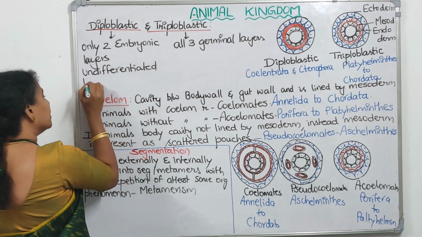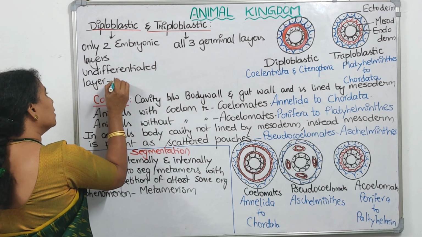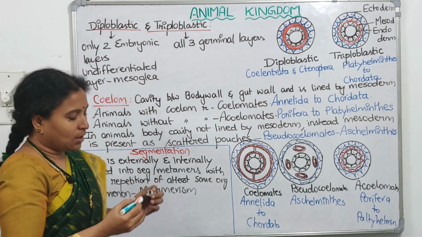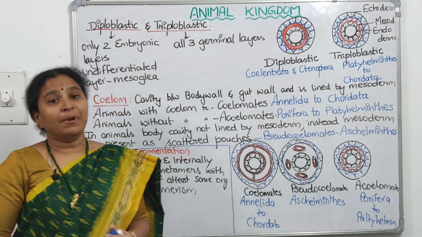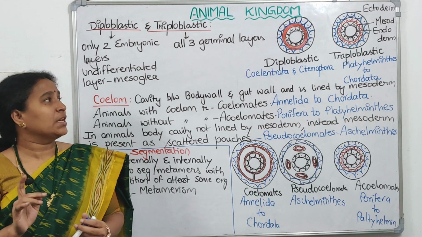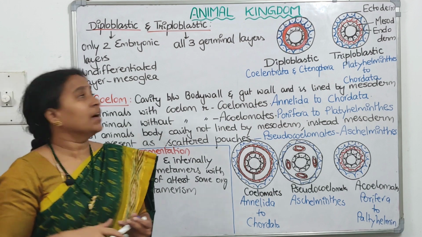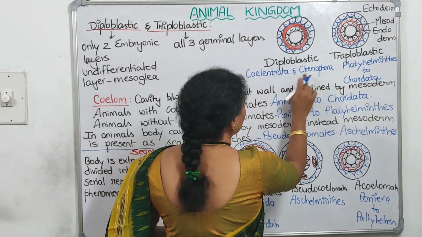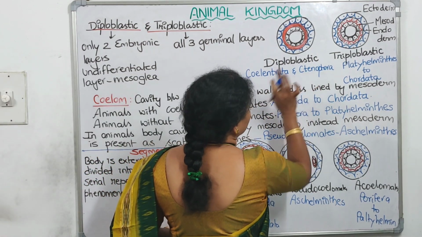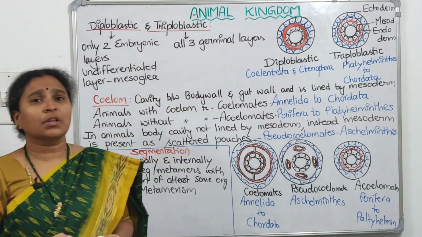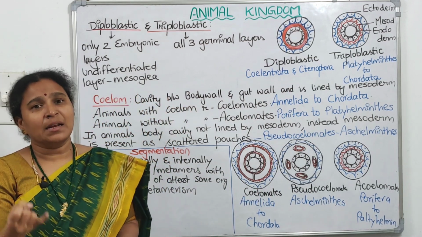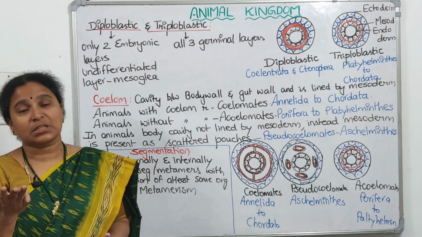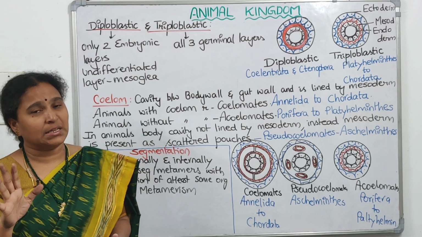An undifferentiated layer. What is that called? Mesoglea. Then what are such animals called? Diploblastic. Examples for diploblastic animals are Ctenophora and Cnidaria. So I wrote here Cnidaria and Ctenophora examples are diploblastic. And triploblastic: after Ctenophora, the next phylum is Platyhelminthes, Aschelminthes, Annelida, Arthropoda, Echinodermata, Mollusca, Chordata, all are triploblastic.